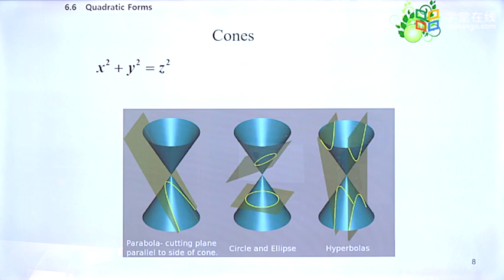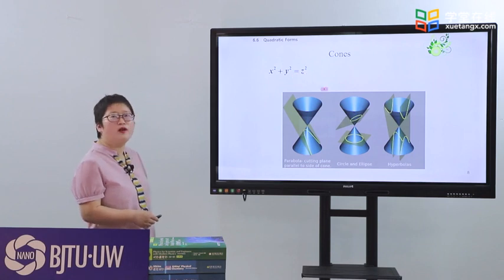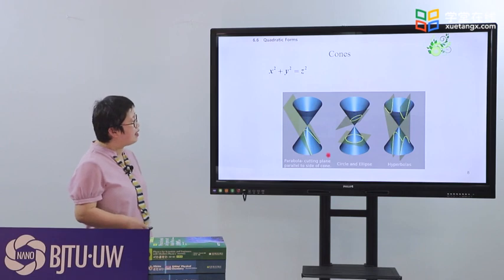Another quadratic surface is cones. So you can have x power 2 plus y power 2 equals z power 2. So you only have the power 2 terms. And this is cones.